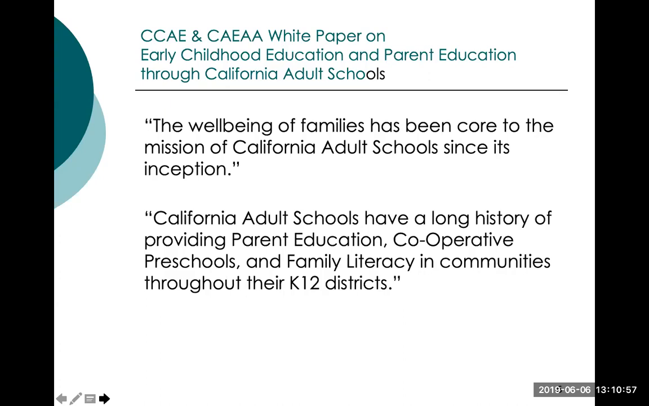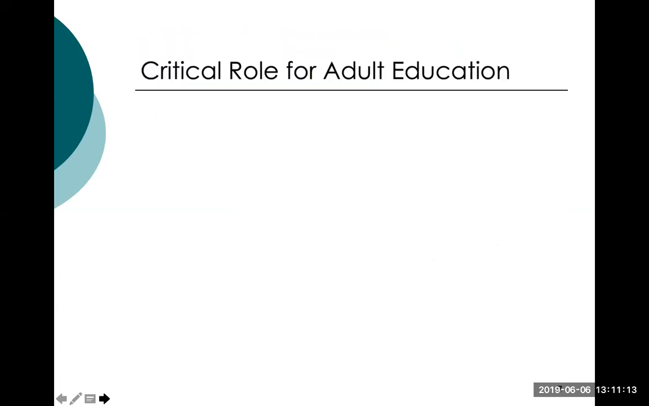So one is the well-being of families has been core to the mission of California Adult Schools since its inception. And secondly, California Adult Schools have a long history of providing parent education, cooperative preschools, and family literacy in communities through their K-12 districts. So these combined tell me that there is a critical role for adult education. History lets us know there's established expertise and knowledge base, and how it can fit into the current mission of adult education.